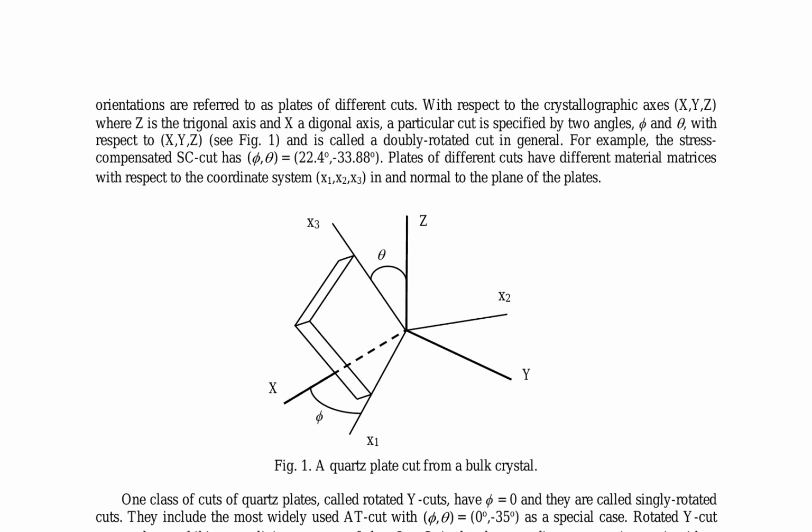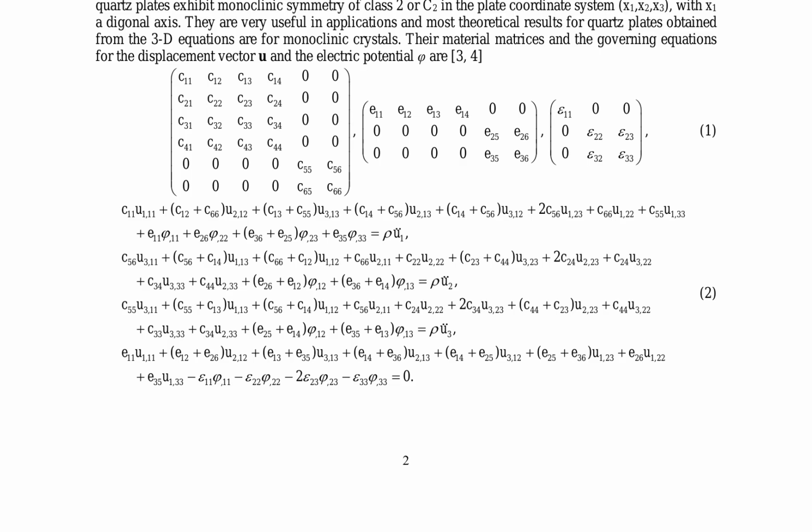Plates of different cuts have different material matrices with respect to the coordinate system x1, x2, x3, in and normal to the plane of the plates. The rotated Y-cuts, including the widely used AT cut, exhibit monoclinic symmetry of class 2, or C2, in the plate coordinate system x1, x2, x3. This symmetry is fundamental for understanding the anisotropic properties of quartz, which are critical for its applications.